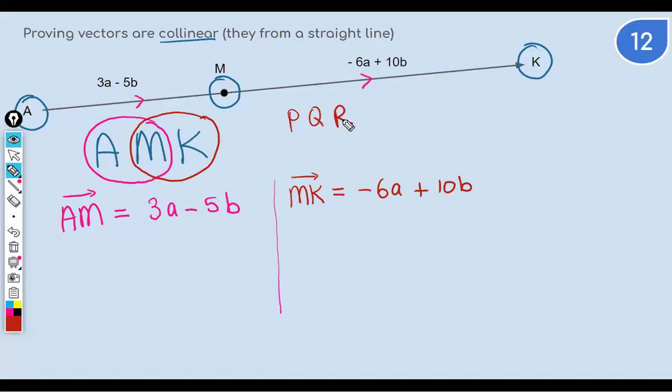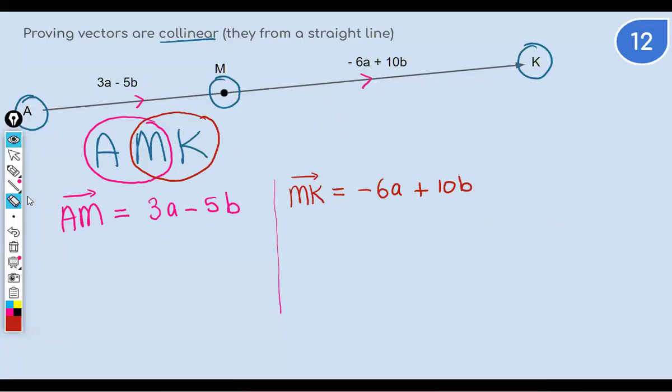To prove collinear, you put down the 3 letters, circle the first 2. Find the value of the first 2. Lucky for us, the examiner gave us the first 2, AM. He just gave us it. He's been real nice. And then you circle the next 2, which is MK. And it just so happens he also gave us that value.